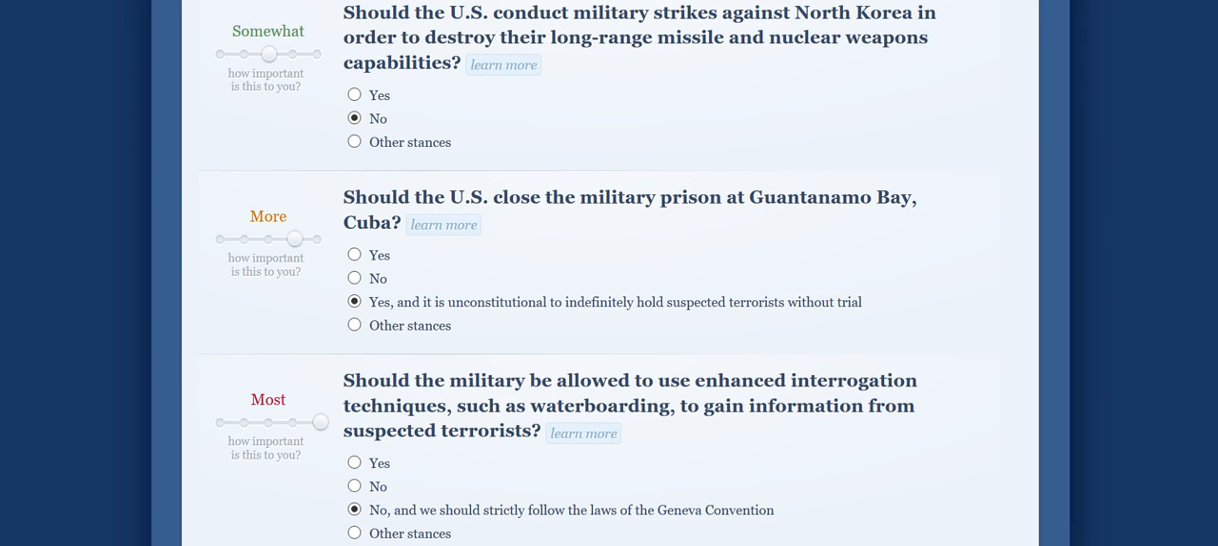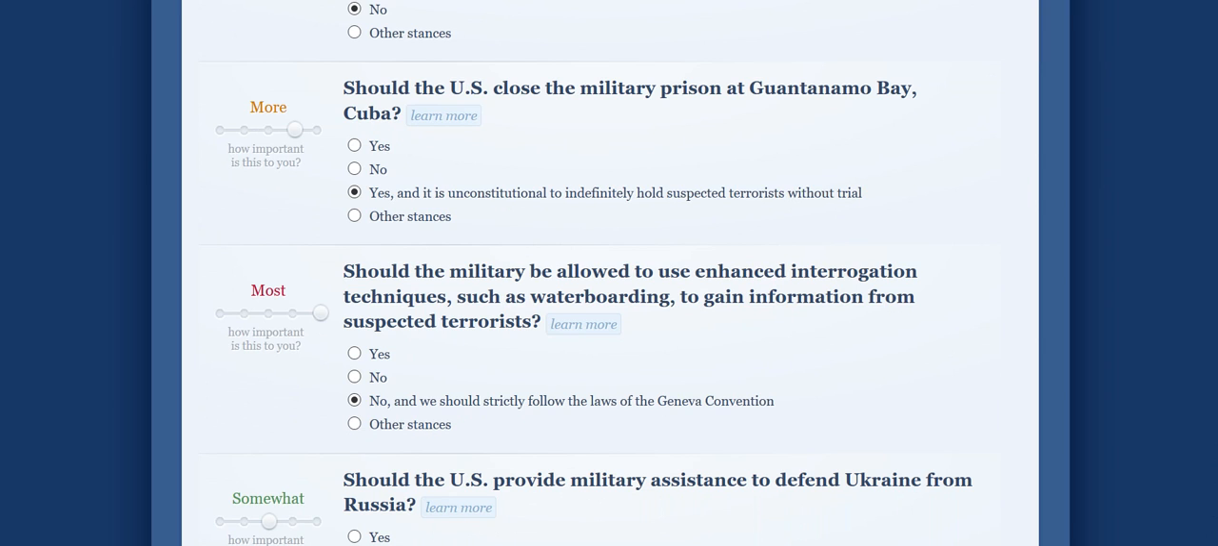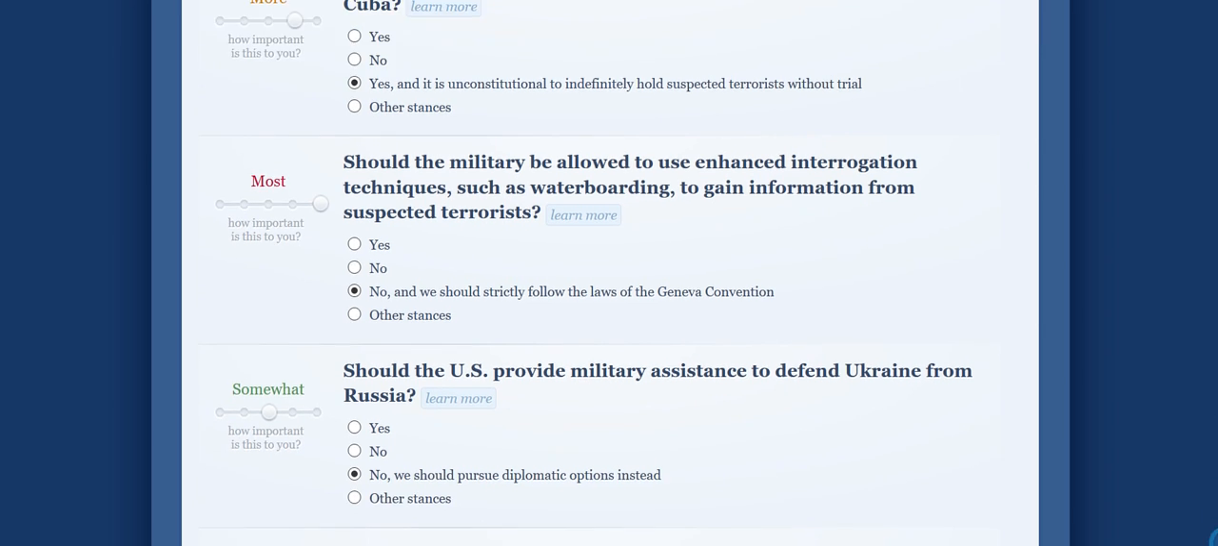Should the U.S. close the military prison at Guantanamo Bay? Yes, and it's unconstitutional to indefinitely hold suspected terrorists without a trial. Absolutely. We went over that in detail before.